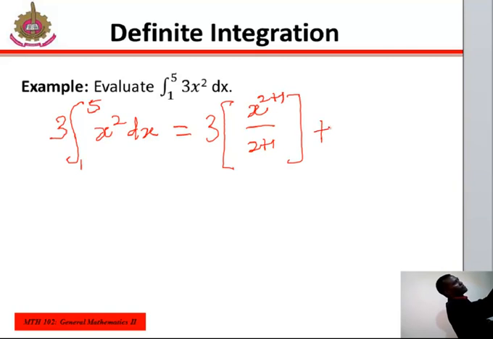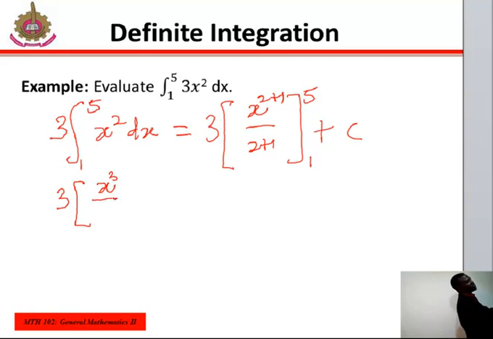Then plus constant. However, you will not forget putting the boundaries, that is 1 and 5, the lower and the upper boundary. Then from there we have 3 into bracket x cubed, that is x raised to power 3 all over 3. Our boundaries 1 to 5, then plus constant c.